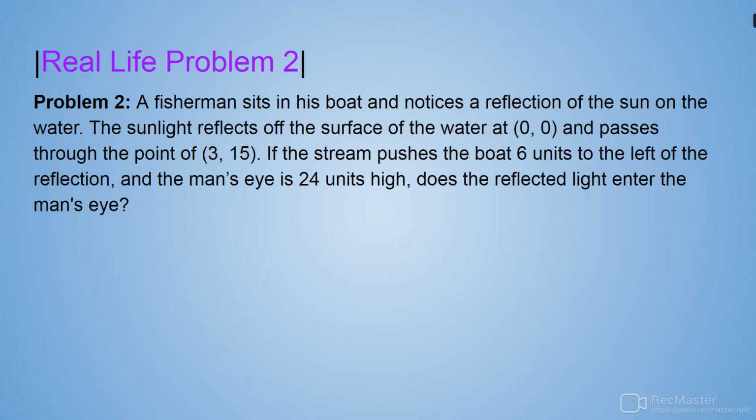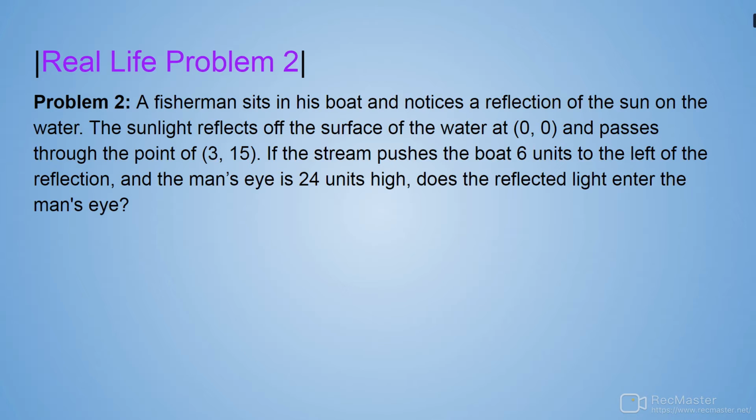Alright, here's the last question we'll be doing for today. A fisherman is sitting in his boat and notices a reflection of the sun on the water. The sunlight reflects off the surface of the water at point (0, 0) and passes through the point (3, 15). If the stream pushes the boat 6 units to the left of the reflection, and the man's eye is 24 units high, does the reflected light enter the man's eye?